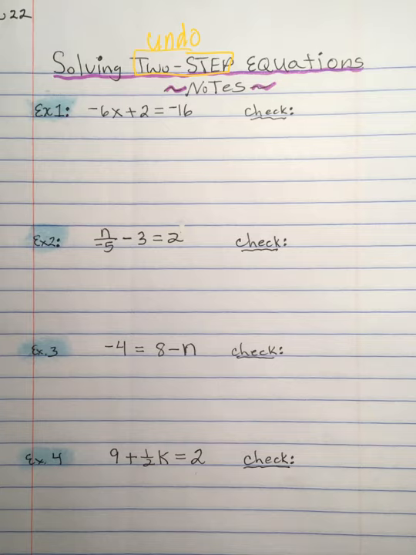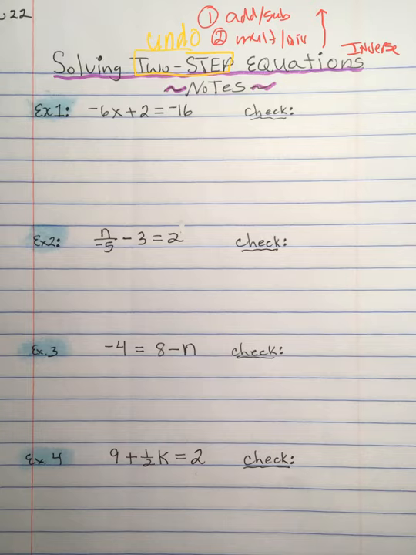We actually want to undo adding and subtracting first, and then we're going to undo multiplication and division second, right? Because we're doing the order of operations backwards. We undo multiplication and division by doing the inverse operations. So in problem number 1, we have -6 times what number plus 2 equals -16.